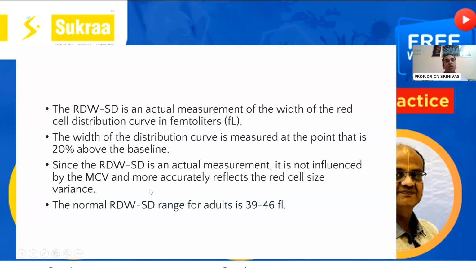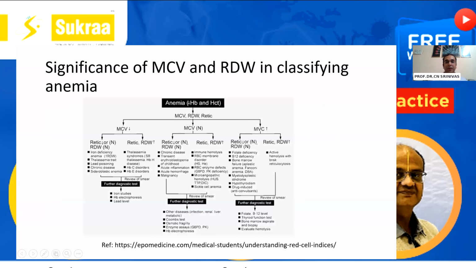The normal value of RDW-SD can vary in different resources. One resource we follow is 39 to 46 femtoliters. So this is how you can utilize it now. If you know your MCV, your RDW, your retic count, and if you have a good clinical picture, you can sit down, classify the anemias and look at the clinical correlation.